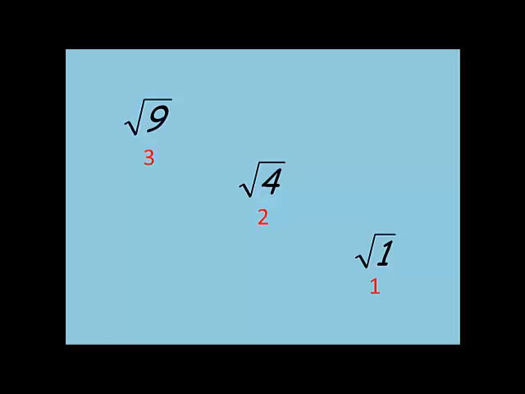Now the reason that you know the square root of 9, the square root of 4, and the square root of 1 is because those numbers are considered perfect squares.